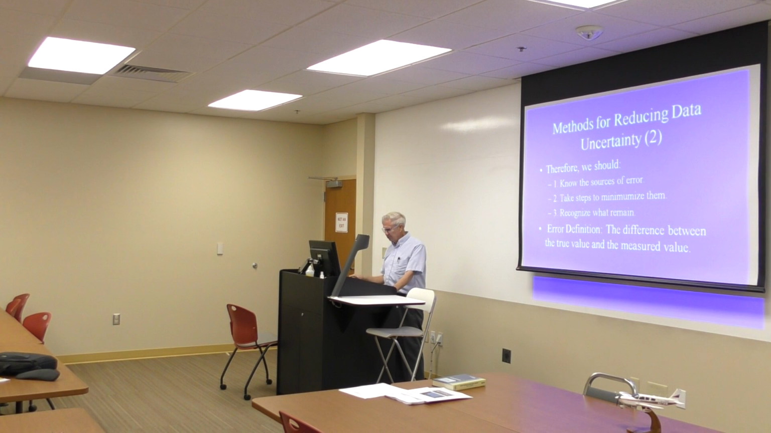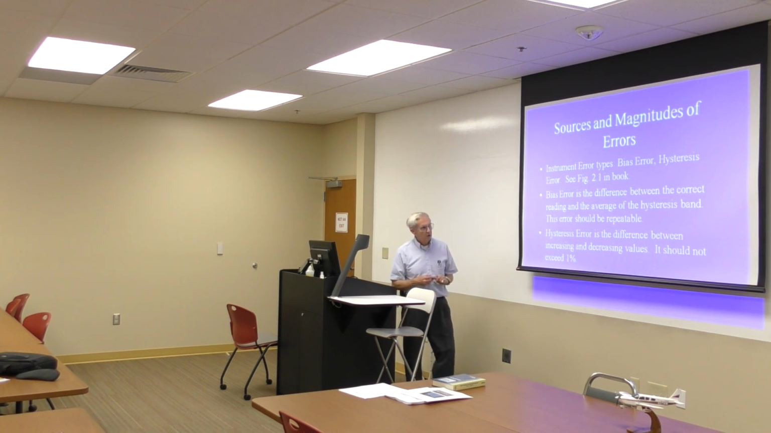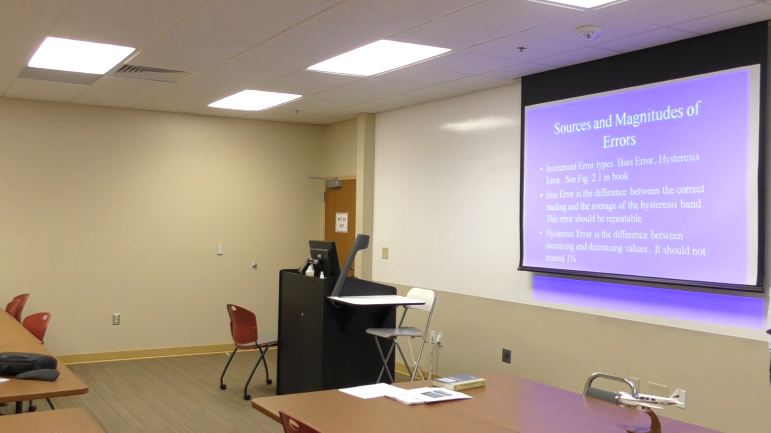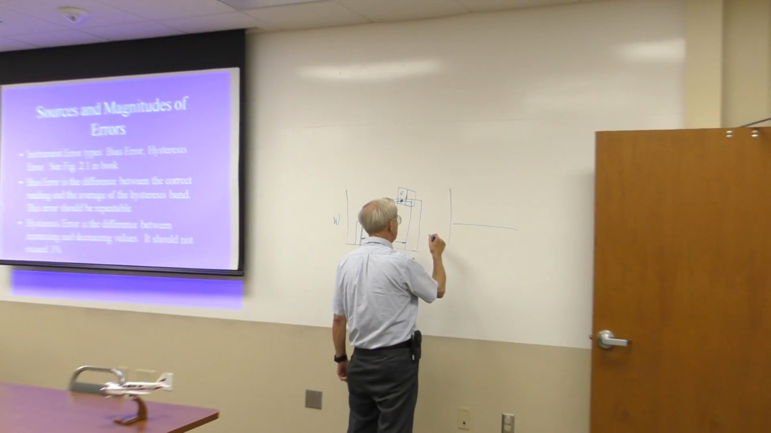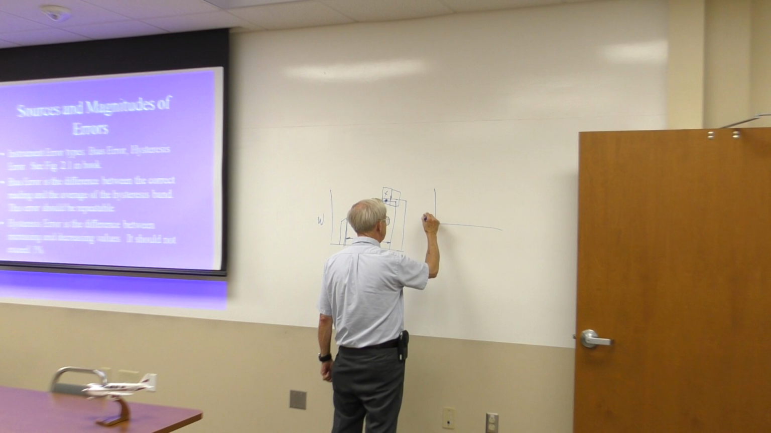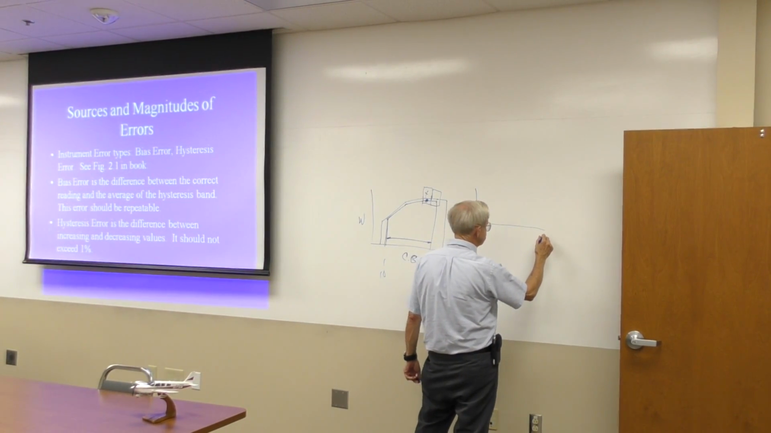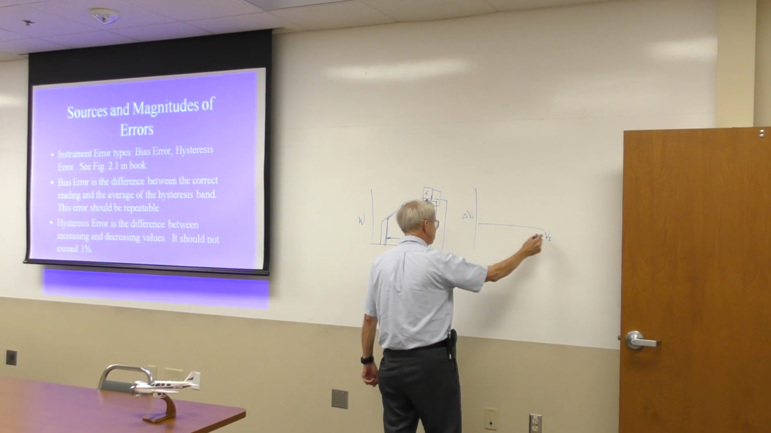Well, what is an error? The difference between the true value and what you measure. Instruments, you look at instruments, you find that they have a couple of different types of errors. Let's see if we can make a little plot here. Let's say we're calibrating an instrument, and this is delta, let's say it's airspeed, delta VI, and this is a value for the true value, let's say.